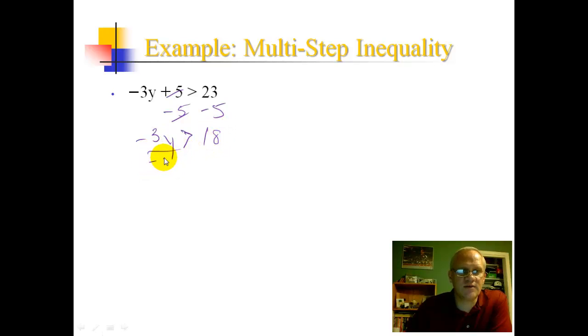Then we would divide by negative 3, and at this point you should be going, oh, divide by negative 3, we got to change it. So y is less than negative 6 this time. If you want to do set builder notation, you can add that in.